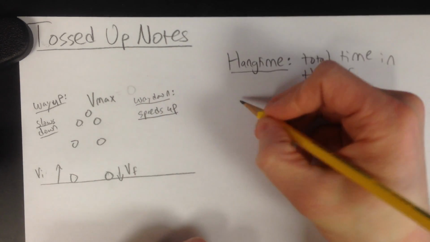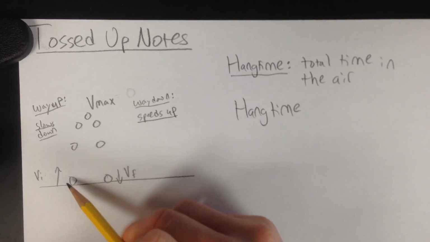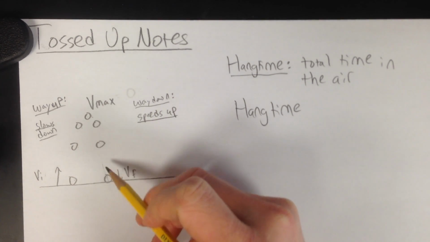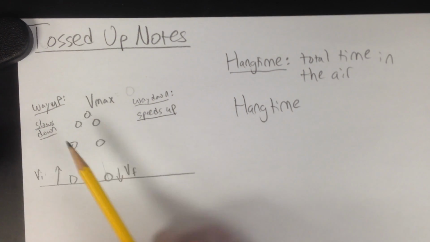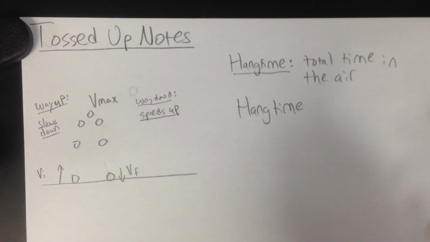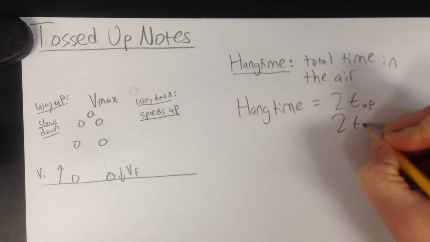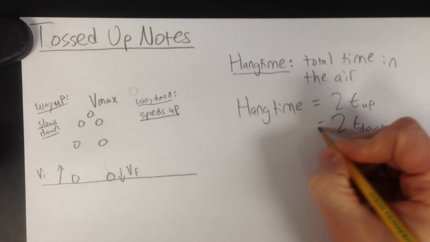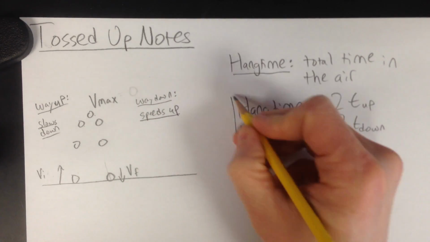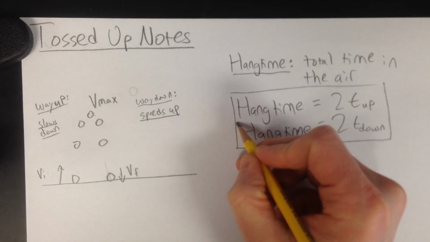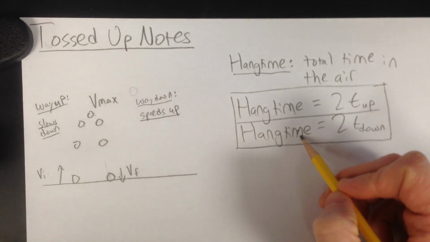Alright, what do we know about hang time? We know that we could split up hang time into the time up and the time down, and that it splits up equally, like this. Boom, right there. Splits up equally into time up and time down. So the hang time is equal to either twice the time up or twice the time down. Alright? Hang time splits up equally into time up or time down. And if you double time up, you get your hang time. If you double the time down, you get your hang time.